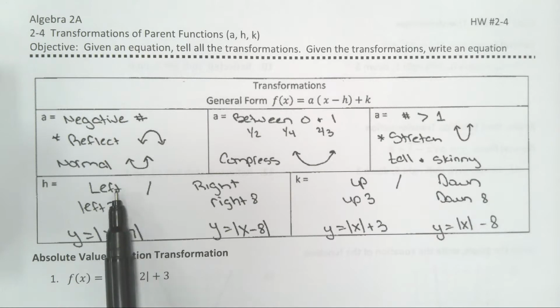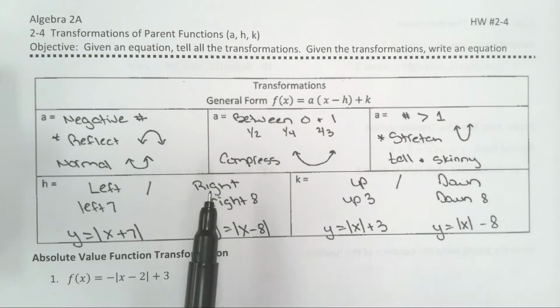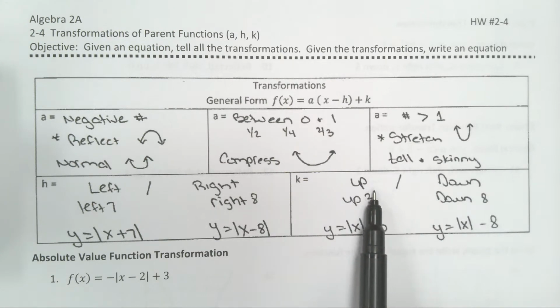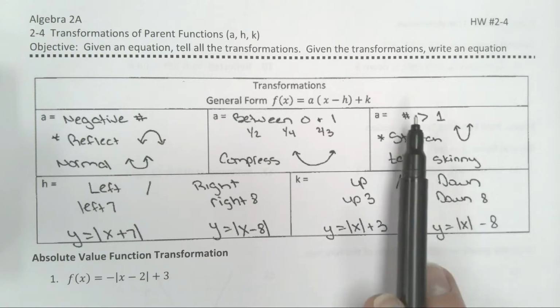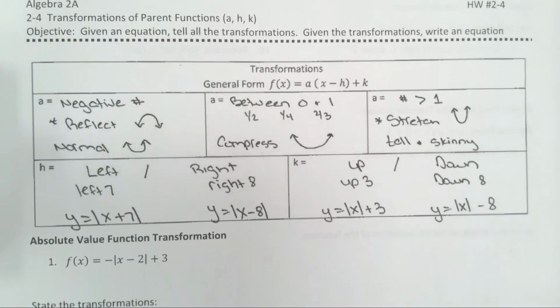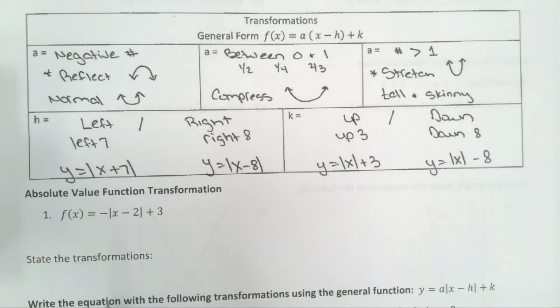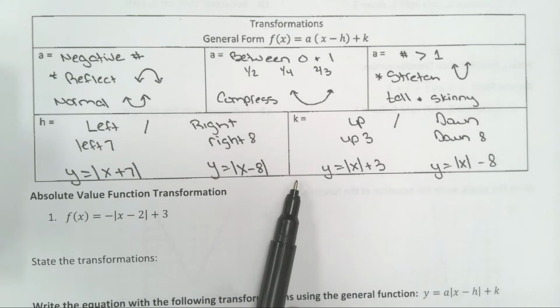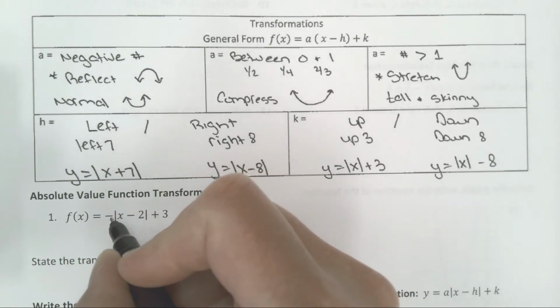And then if H goes left, you're going to have a plus. If H goes right, you're going to have a minus there. And then if your function moves up, you're going to have a plus number at the end. And if it goes down, you're going to have a minus number at the end. So we've had lots of practice where we take an equation and we describe the functions. So let's practice and do that one more time.